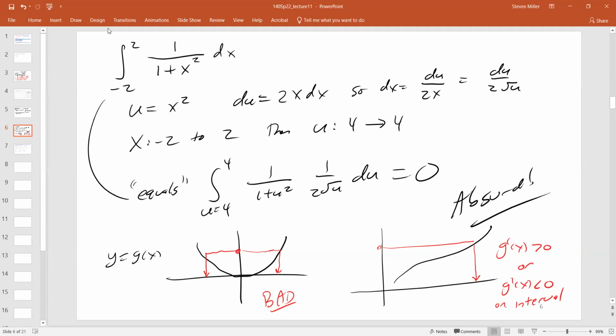Now you said, what if we make u equal 1 plus x squared? So we could absolutely try that. The problem is when we do that, it's going to lead to a difficult integral, and this is not an integral that we can solve nicely. The best way to do this is to write that this is just twice the integral from 0 to 2 of 1 over 1 plus x squared dx.